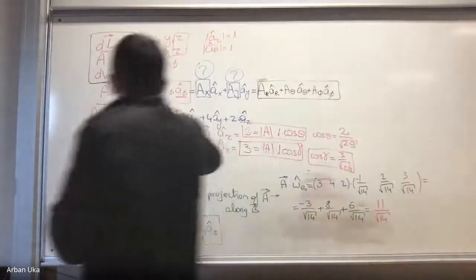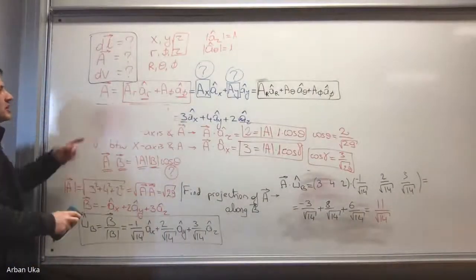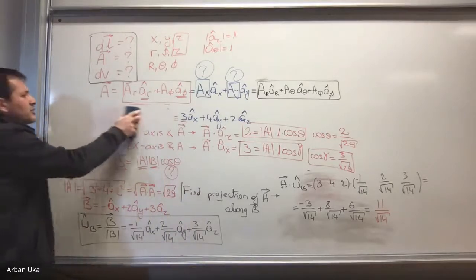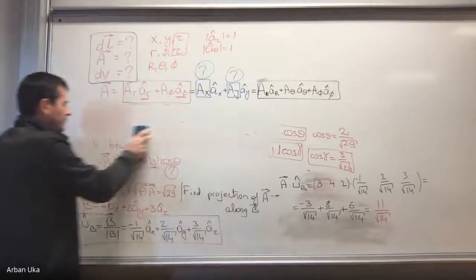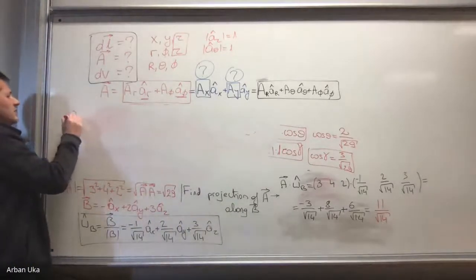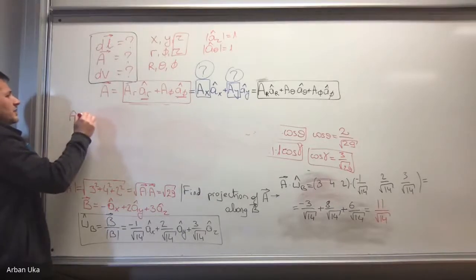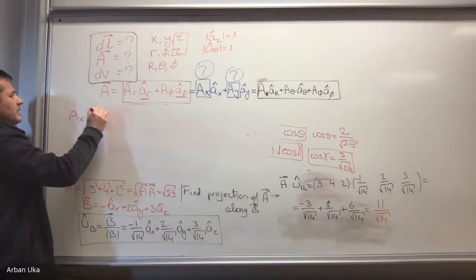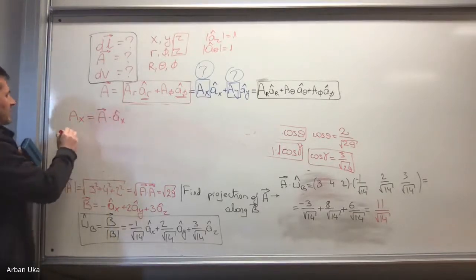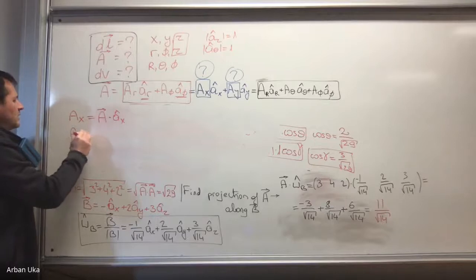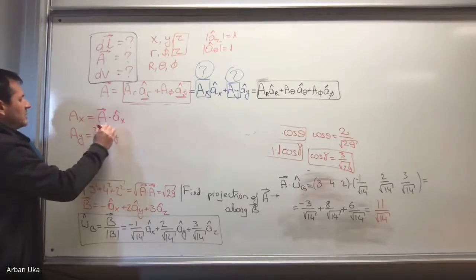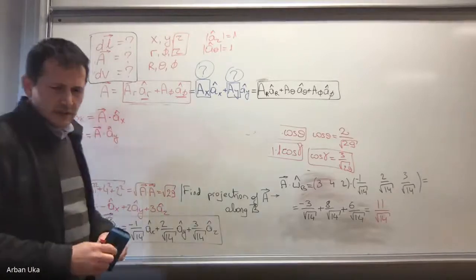So to find the projection of A, which in this case is described along the projection of AR and A phi in the cylindrical coordinate system, we should simply write the following. So AX, the projection, is going to be equal to A dot product with AX. That's it. Or AY can be written as A dot AY.